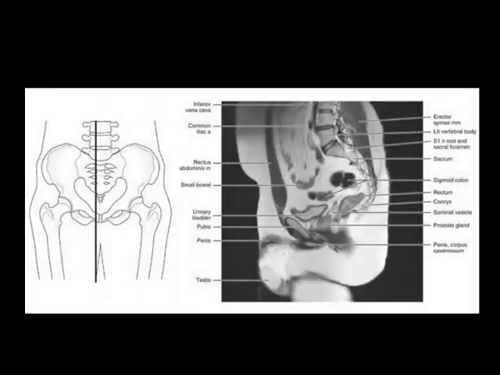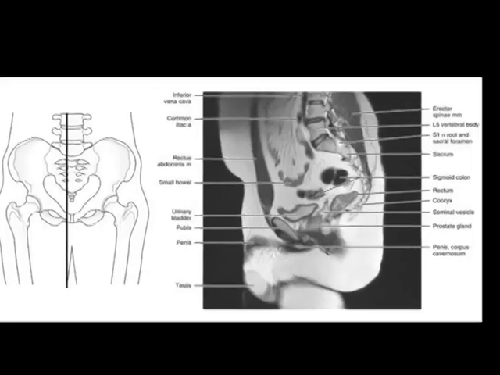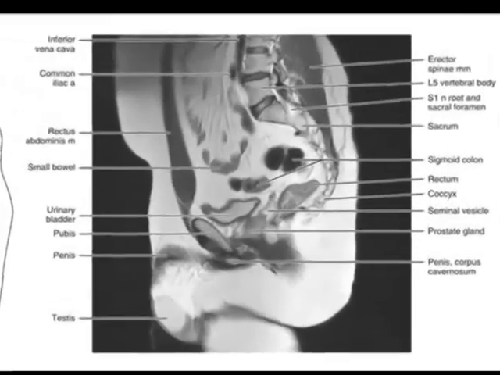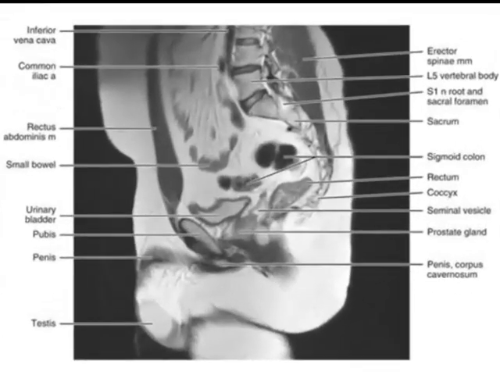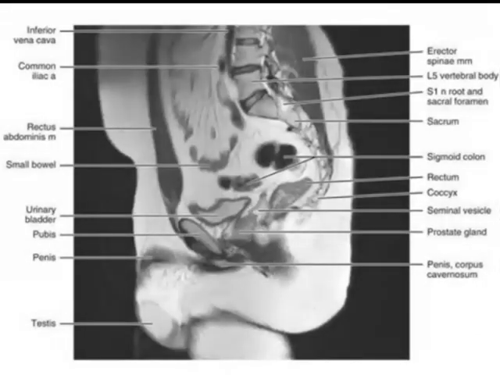And then lastly, we have a sagittal MR image of the male pelvis. On the lower anterior is the penis, which is labeled with the testes. Immediately posterior to the pubic bone is the urinary bladder. Also, the prostate gland is shown here just inferior to the bladder. And the seminal vesicles appear to curve from the top of the prostate. Just posterior to these structures is the rectum.